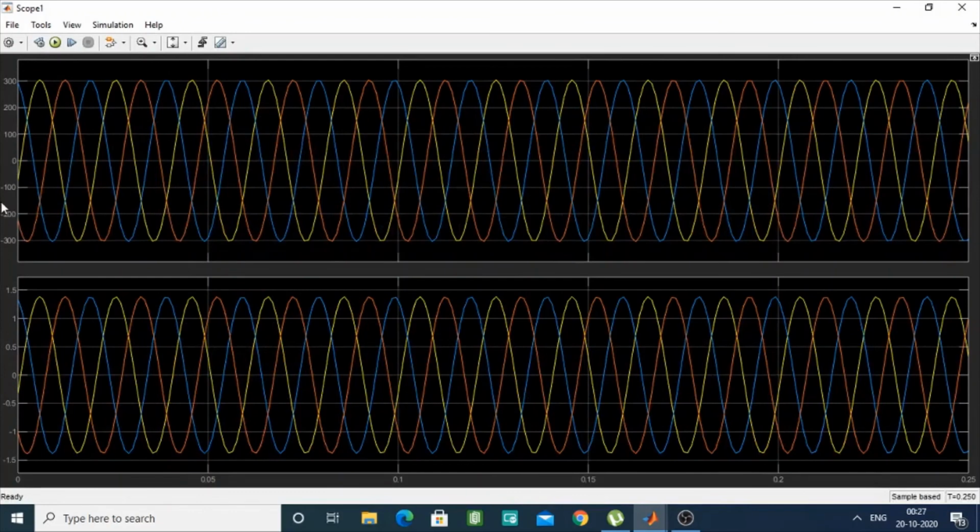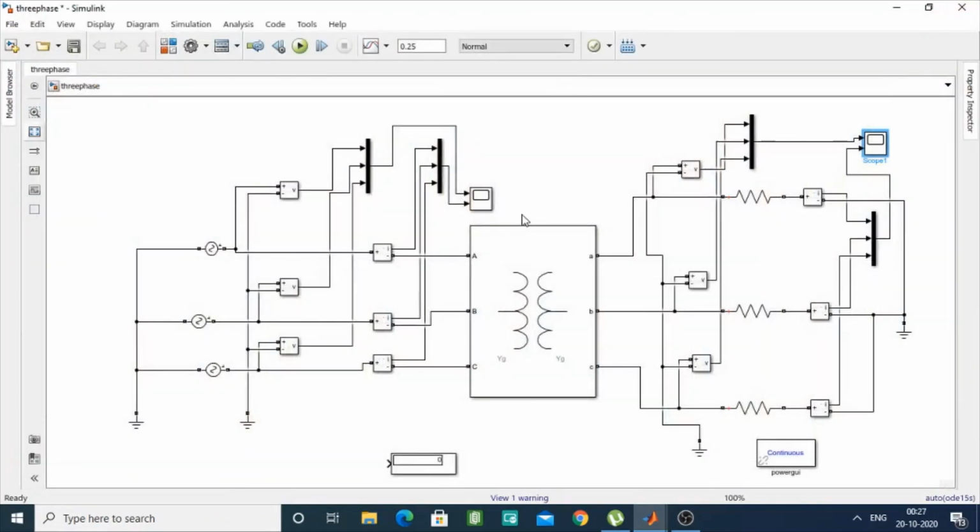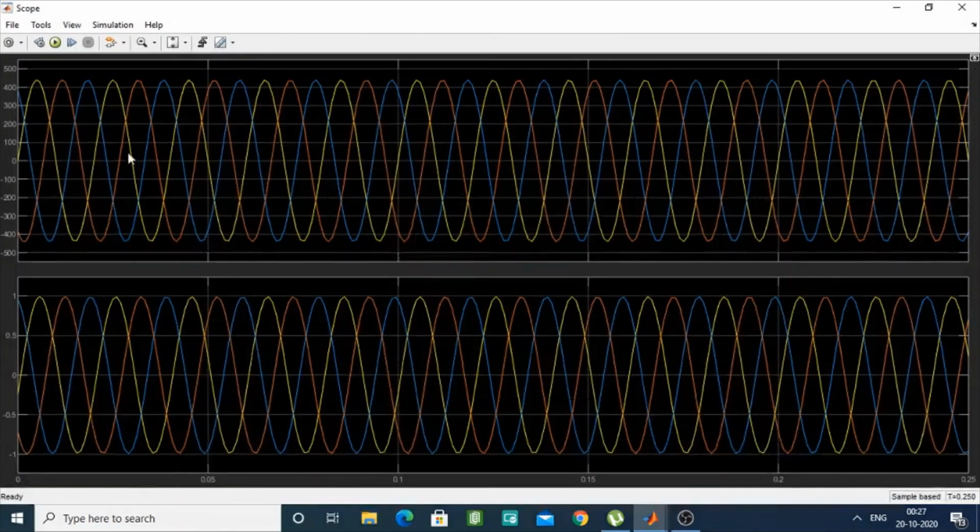This is the secondary voltage and this is the secondary current. As you can see, the peak is 300 and there is a phase difference of 120 degrees in these. Similarly, if we go to scope number 1, this is the primary voltage and this is the primary current, and you can see that the current is 4 and the peak is at 450 volts, and there's a phase difference of 120 degrees, as you can see.